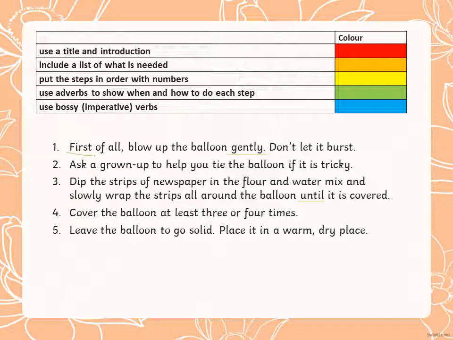Let's look at the next one. Ask a grown-up to help you tie the balloon if it is tricky. Right, well, the action is tie the balloon, isn't it? So the verb is tie. Dip the strips of newspaper in the flour and water mix and slowly wrap the strips all around the balloon until it is covered. Right, I think there's 2 in that sentence. 2 verbs, 2 action words. Have you found them? I think they are dip and wrap. Okay. So we've got a few of these now. And I found cover and I found place as well in number 4 and number 5. As you go on through the rest of the steps, you might find others.